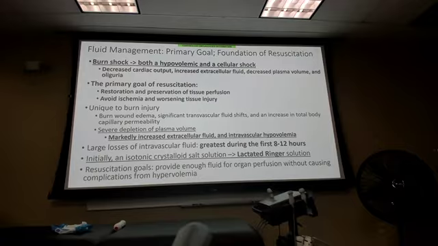You have both a hypovolemic and a cellular shock. So you have decreased cardiac output, increased extracellular fluid, decreased plasma volume, and oliguria, so your kidneys are shutting down. You have not enough fluid in your plasma, but increased extracellular fluid. Basically everything is going from intravascular to extracellular, and decreased cardiac output because nothing is staying intravascular. So our goal is to restore and preserve tissue perfusion and try to avoid ischemia and worsening of that tissue injury. We want to try to keep the fluid intravascular, which is super, super hard in these patients.